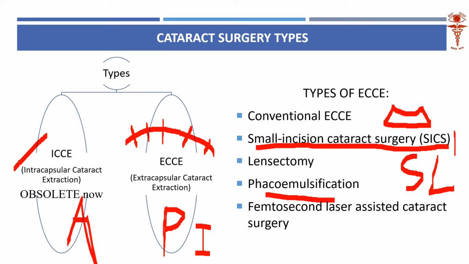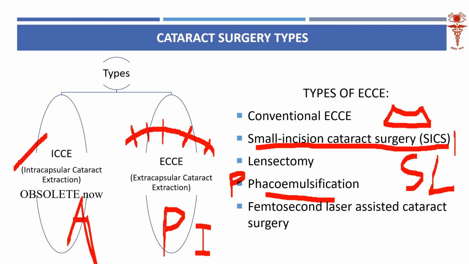Phacoemulsification is a machine-dependent surgery where ultrasonic energy is used to emulsify the lens. It uses a phaco machine, and the phaco probe needs to be inserted into the eye. Once the phaco probe is inserted, it can do everything. It can do emulsification and aspiration of the lens matter. Simultaneously, it can irrigate saline into the anterior chamber, and then a foldable intraocular lens is placed.